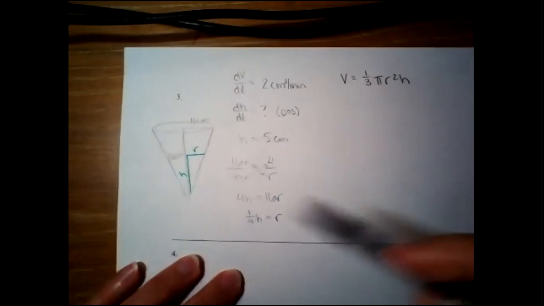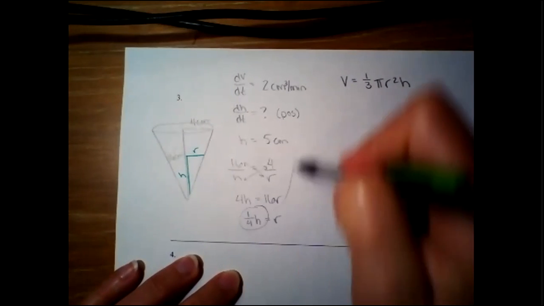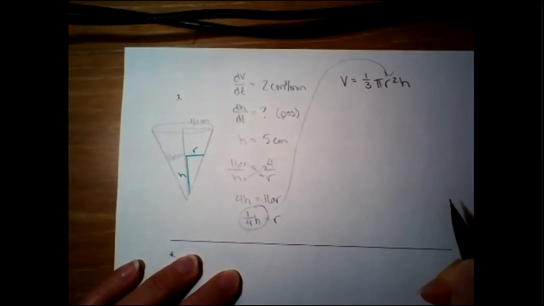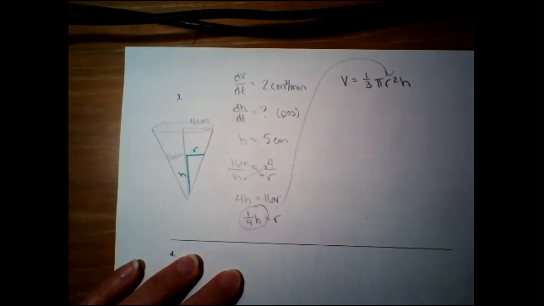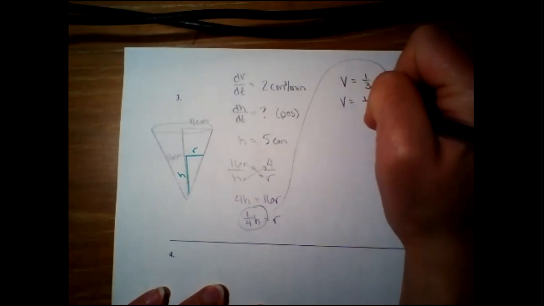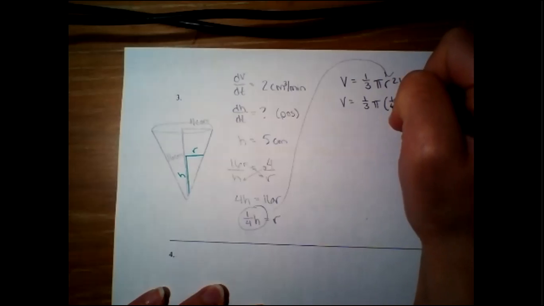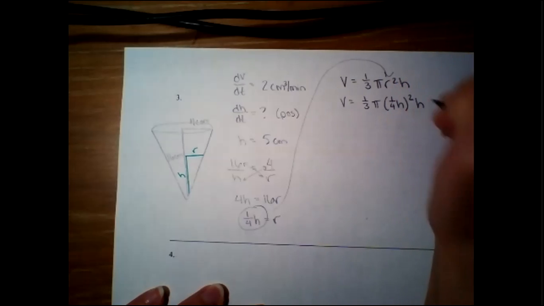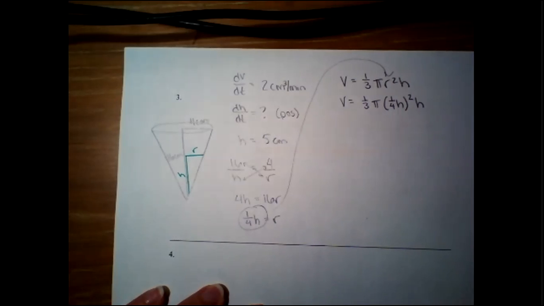All right, but here we go. This is going to get substituted in for r, and you cannot be scared of the algebra. We're going to have to get through it. It's like 3 or 4 steps. You're all going to be okay. That's my pep talk. You're going to be fine. We'll get through it together, right? So we're going to substitute 1/4 h in for r, and then kind of simplify this down.